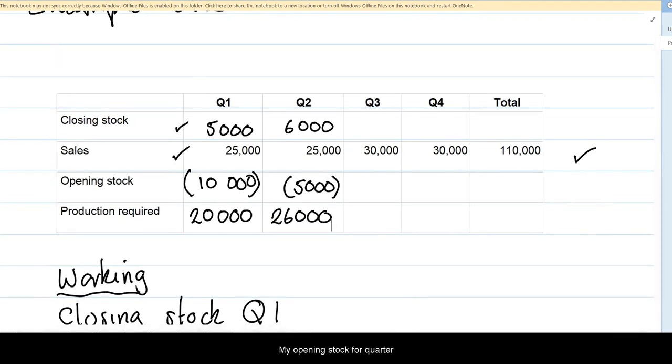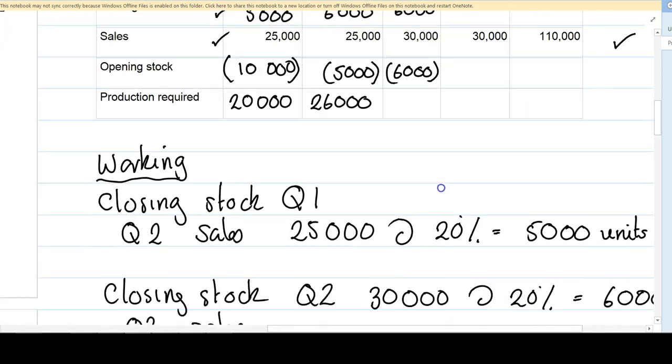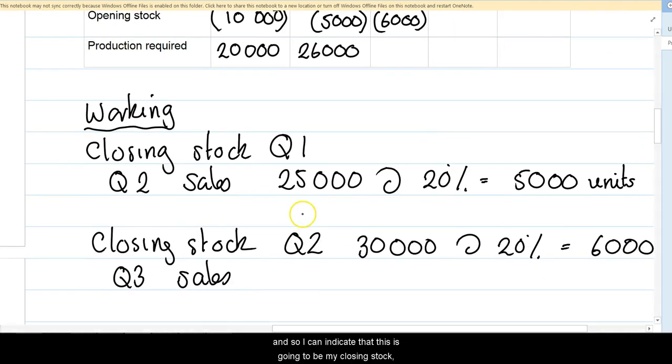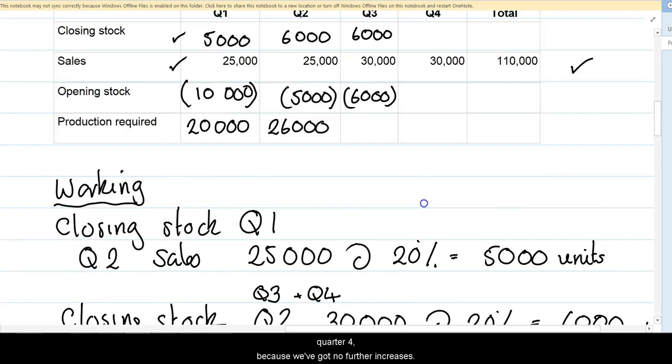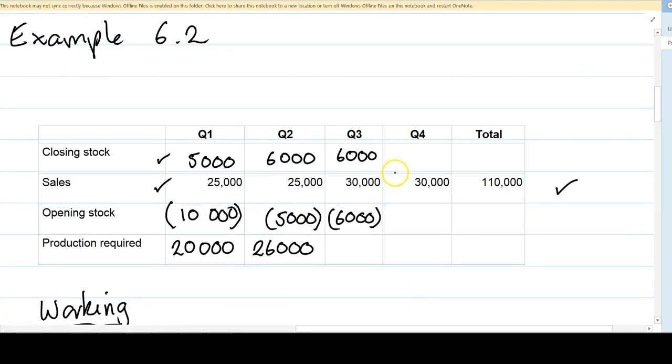My opening stock for quarter 3 is going to be my closing stock for quarter 2. I don't need to recalculate the closing stock for that period, and so I can indicate that this is going to be my closing stock not just for quarter 2 but quarter 3 and quarter 4, because we've got no further increases. And I can calculate my production required moving forward.